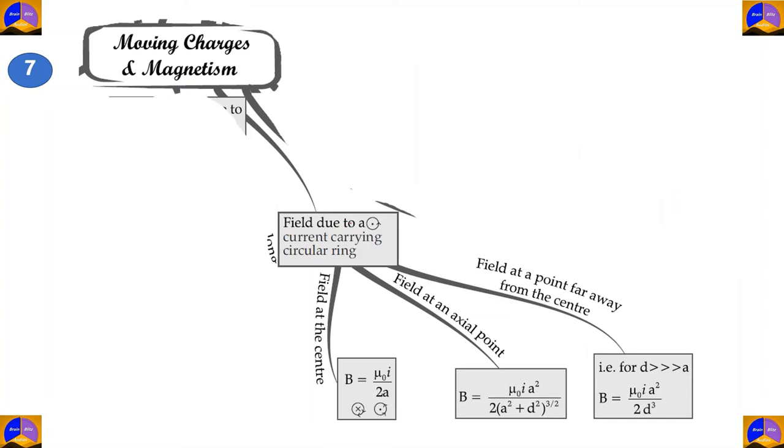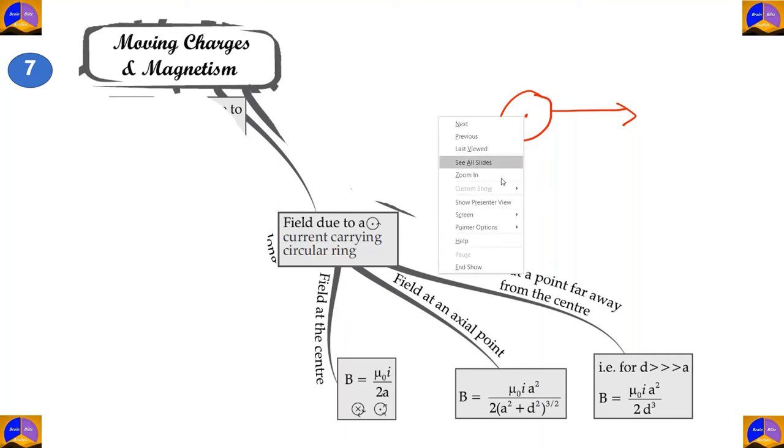Now, what happens when we have a magnetic field due to a current-carrying circular ring? So we have a ring, and then it moves some distance. Now, the field at the center, that's this part, will be equal to mu naught I divided by 2a. So mu naught is a constant, I is the current, and a is the radius of the ring.